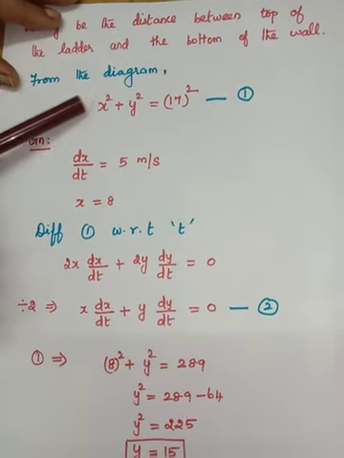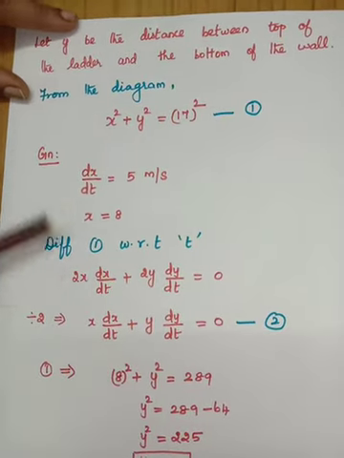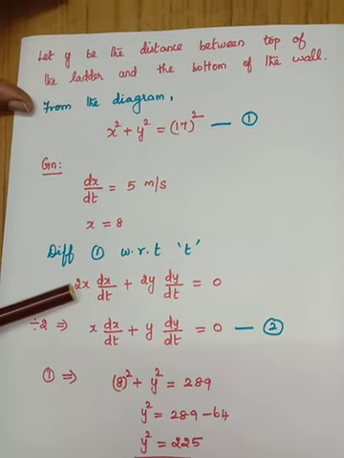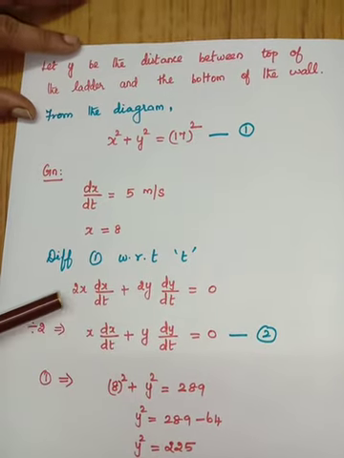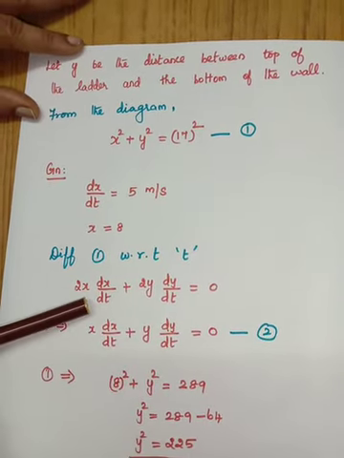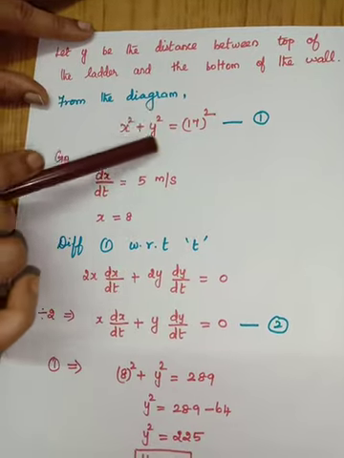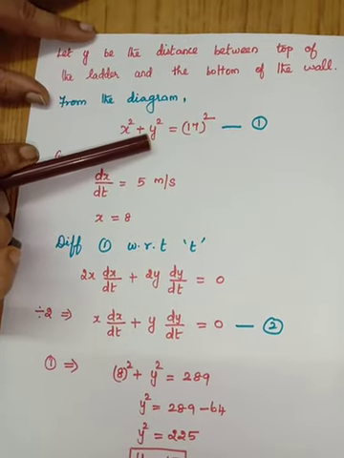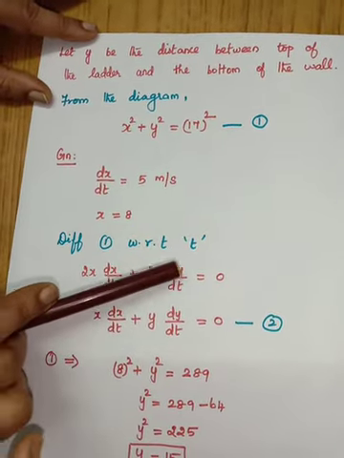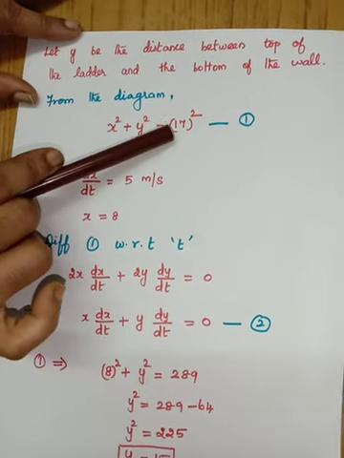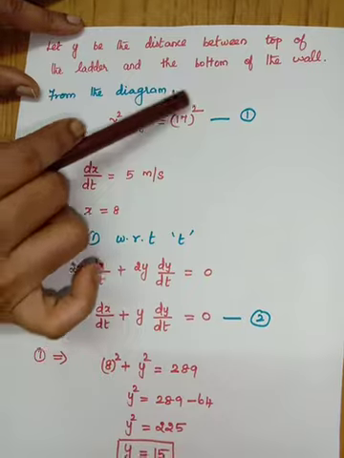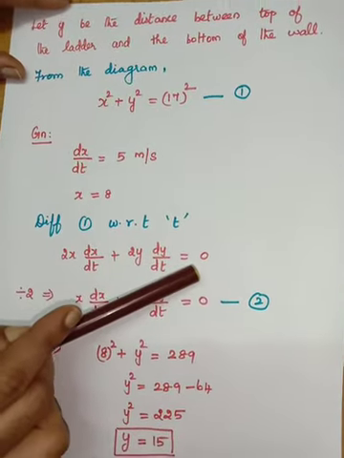So take x squared. When you differentiate, it is 2x. But I told you to differentiate with respect to t. So 2x dx by dt, plus, how do we differentiate y squared with respect to t? It is 2y dy by dt, which is equal to, 17 is a constant. 17 squared is also a constant whose differentiation is 0.